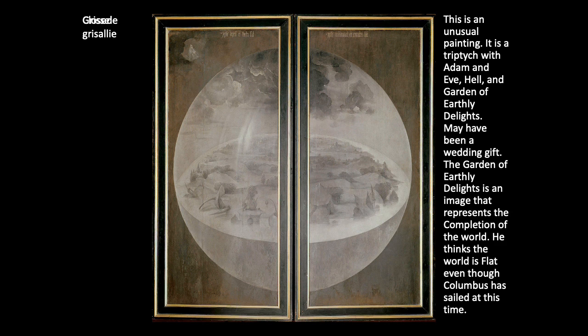In the closed version of the triptych, we see a view of the Earth, and we see that he thinks that the Earth is flat, even though at this time Columbus has sailed already, and we know that the Earth is round. He still seems to think it is flat. At any rate, the closed version of the triptych is done in Grisaille. If you don't know what Grisaille is, it's typed out for you in the upper left-hand corner. You need to look that up. It is an important term.